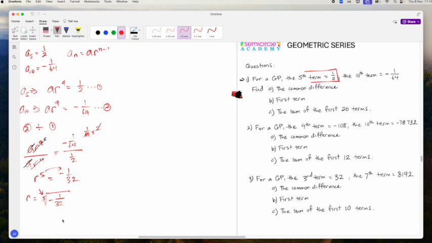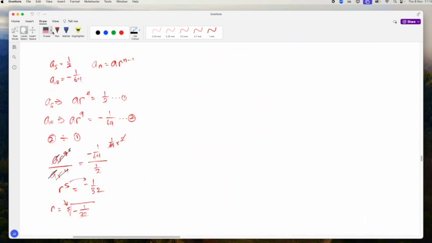If the root is an even number, you cannot have a negative in there. That would not exist. But if the root is odd, then you can have a negative. Yes, you can. So what this will end up giving me here is r is equal to negative 1 over the fifth root of 32, which is r is negative 1 over 2.